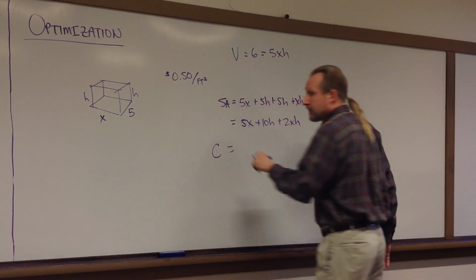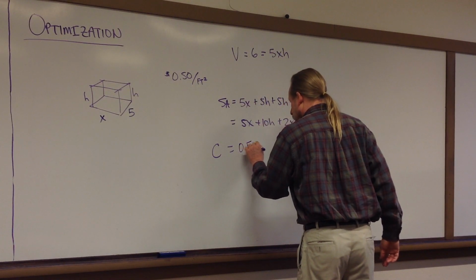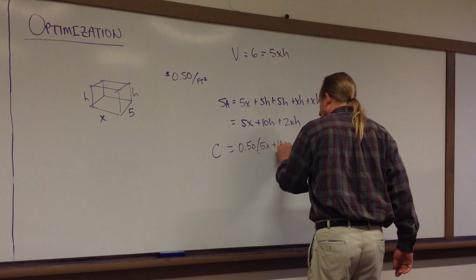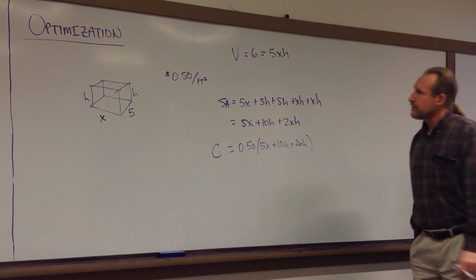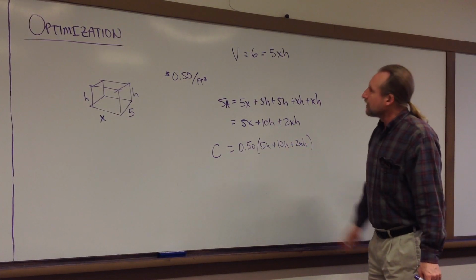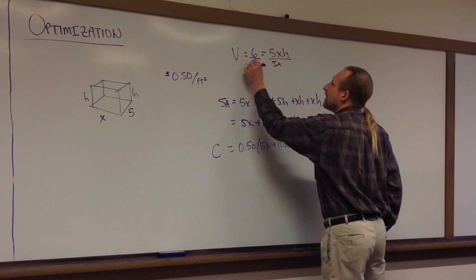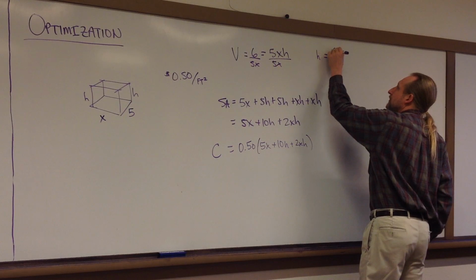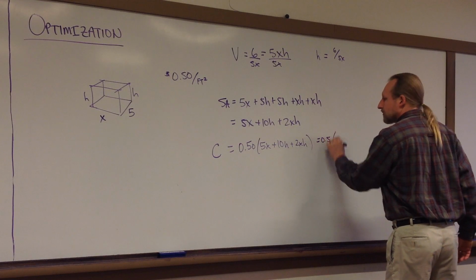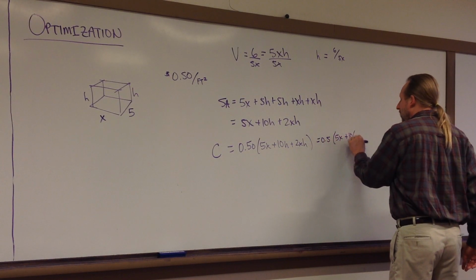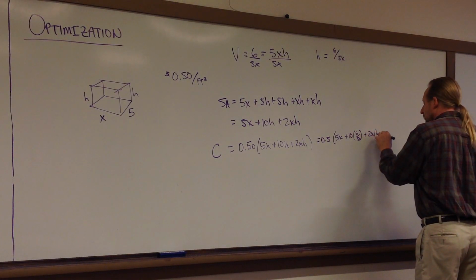And so the cost is the same for all the sides, 50 cents per square foot. And so just multiply that by the surface area. All right, there's our cost function. Now, remember, we need to substitute out for those h's. So, over here, divide on both sides by 5x, and so h is 6 over 5x. All right, let's go ahead and plug that in. 6 over 5x, and 6 over 5x.